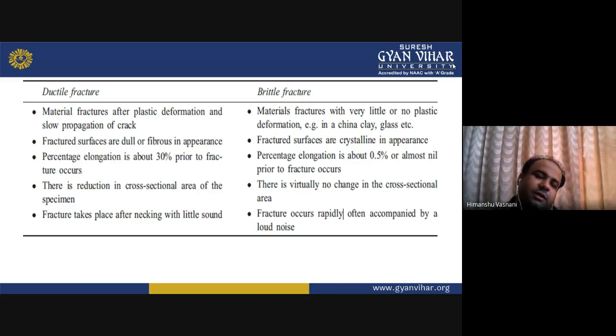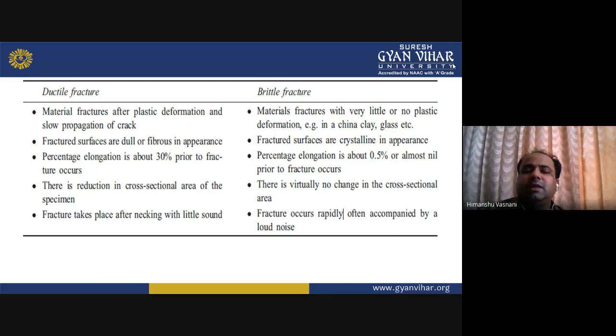After deformation and after a particular limit, the elastic limit will end and a small portion remains, and at that point necking will happen, a little sound will come and it will break. So these were the common differences between ductile and brittle fracture, which you all must know and understand, in order to apply it in your day-to-day life.